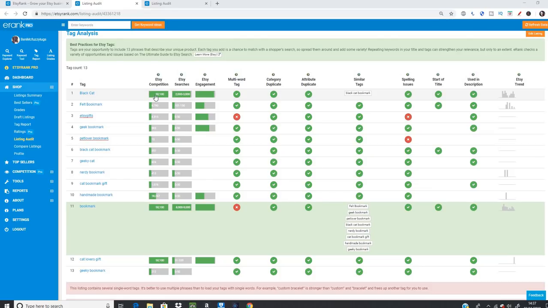Black Cat, this has got high competition, but really high searches. Again, on the Etsy trend, it's searched for all the time. It's high engagement. So Black Cat is a pretty good tag.